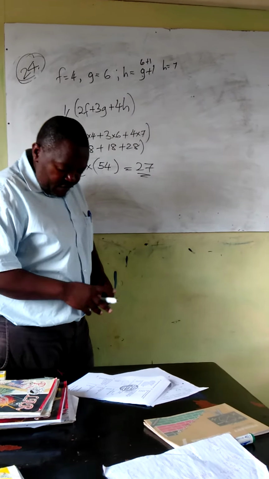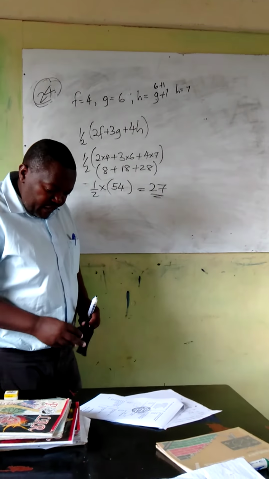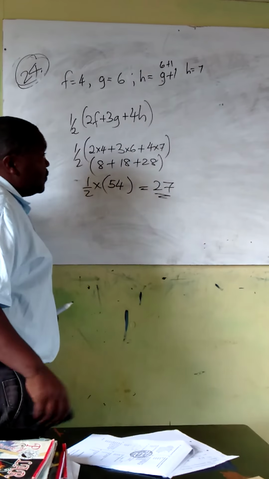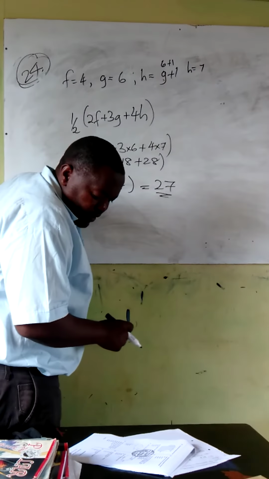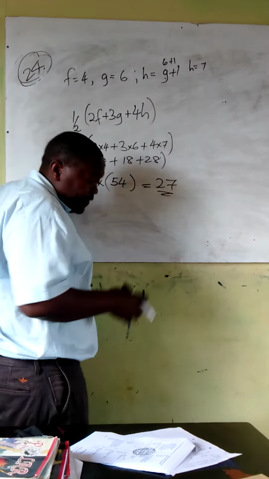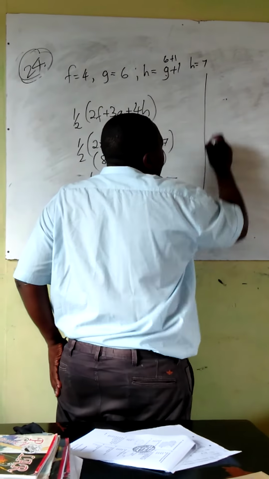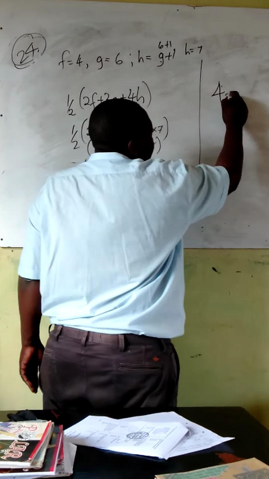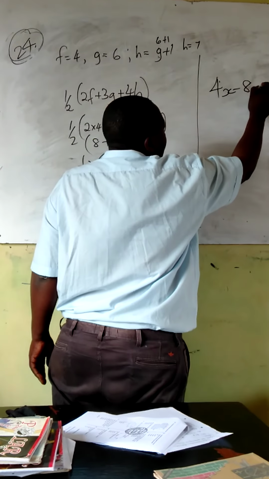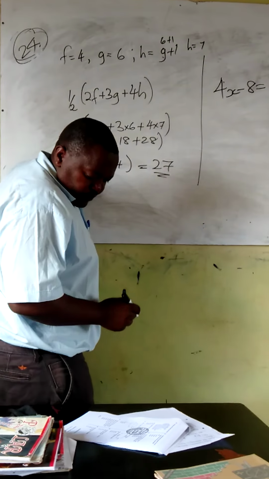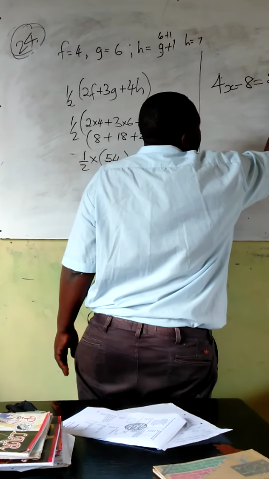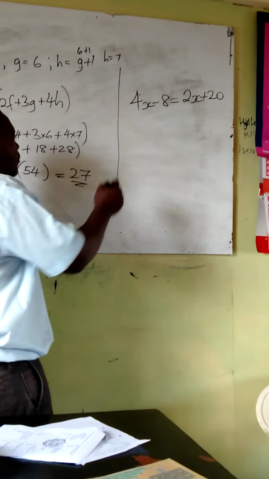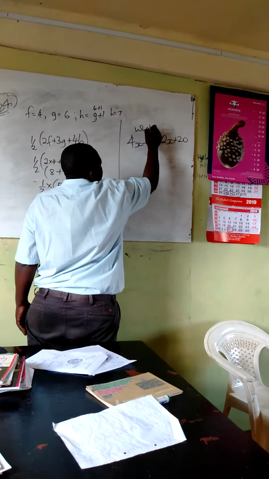The last question is question number 25. It is also an algebra question. You are asked, what is the value of x in 4x minus 8 is equal to 2x plus 20? So we are looking for the value of x. What is x?